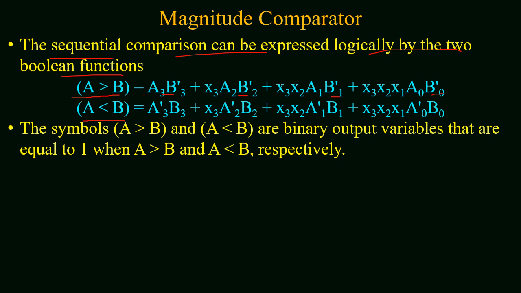And if we are calculating A less than B, then all the bits of A will occur in the second equation in the prime form, like A3 prime, A2 prime, A1 prime and A0 prime. The symbols A greater than B and A less than B are the output binary variables that are equal to 1 when A is greater than B and A is less than B respectively.